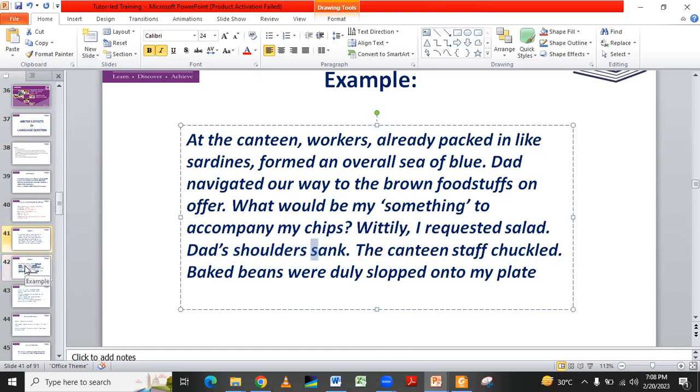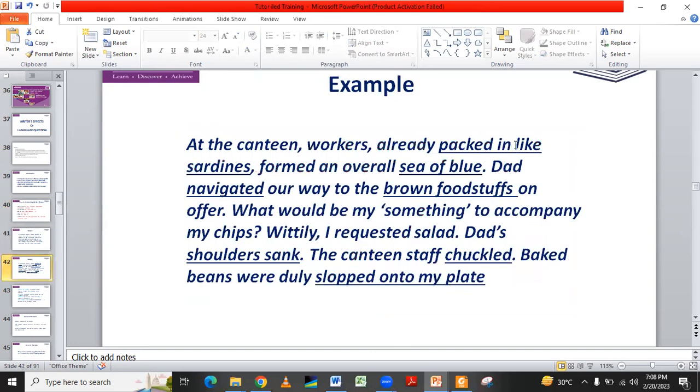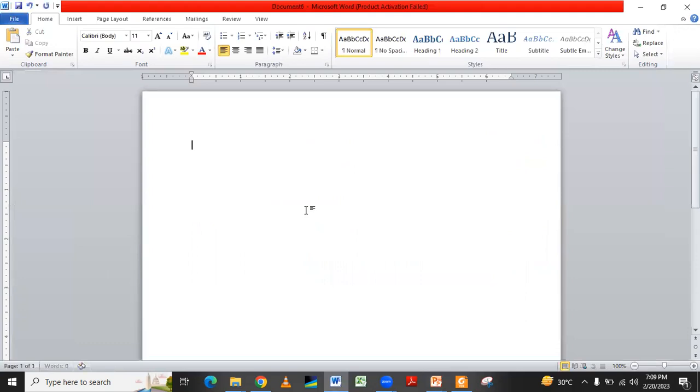So now look at the mark scheme. Boom. Look at them. Packed in like sardines. Sea of blue. Brown foodstuffs, okay? Shoulders sank. Chuckled, okay? So there are many here, but you have picked 3. Now, let me show you how you answer writer's effects question. You do not need to write the thing in an essay.